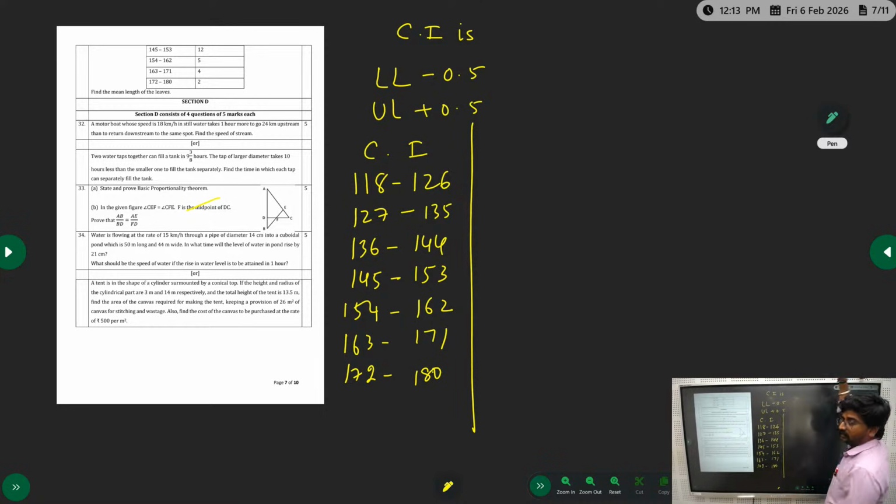At home, try without converting. Whether you get the same answer or different, you check. You will get the same only. In class we have done without converting. But if it is a median problem, please convert it.